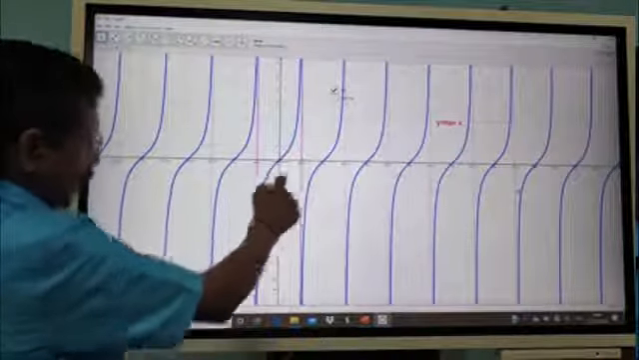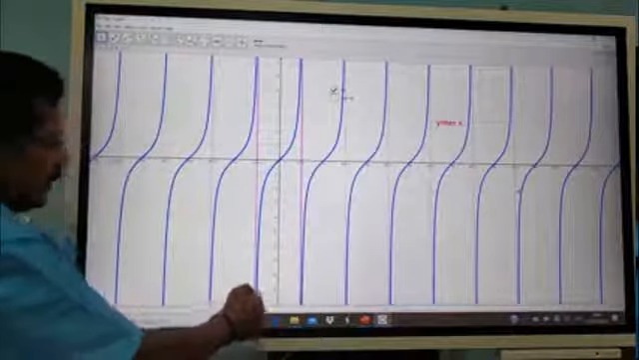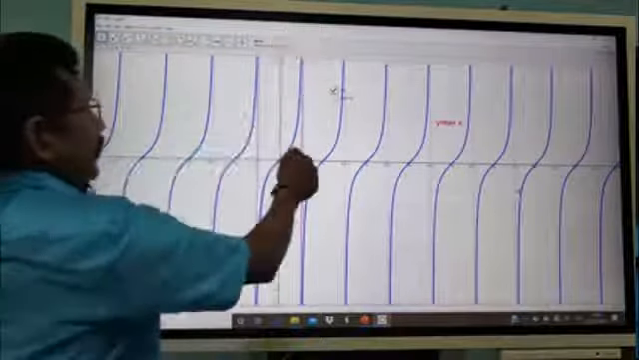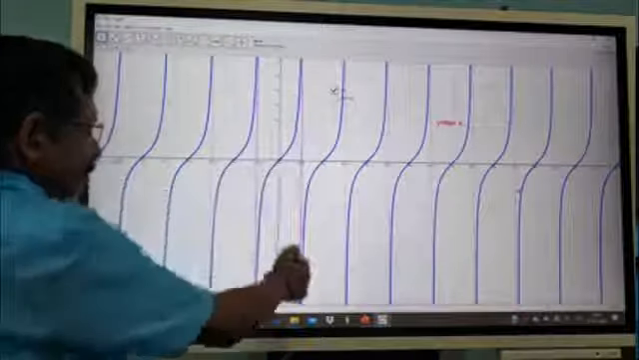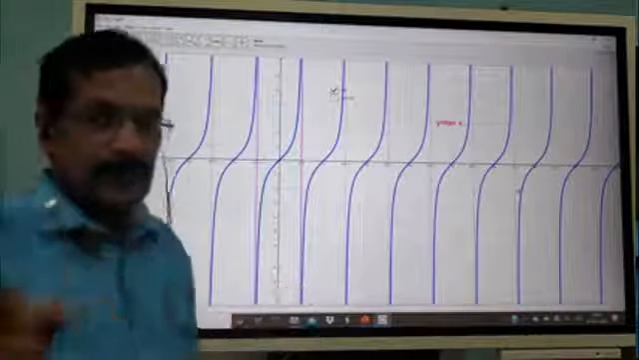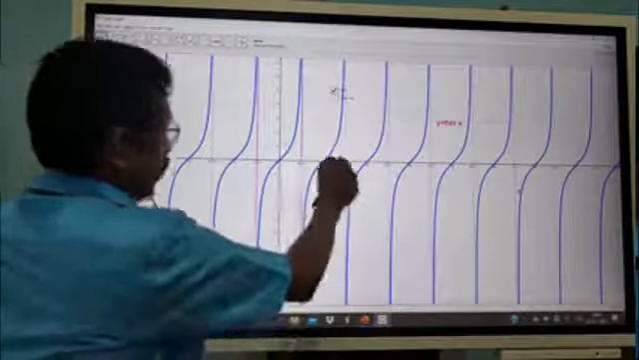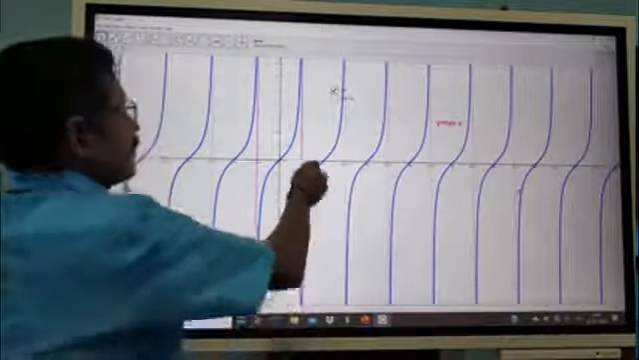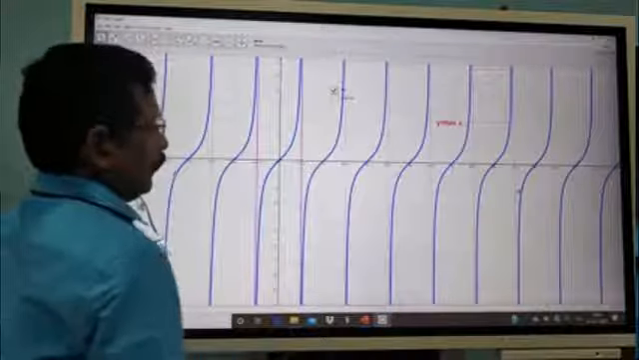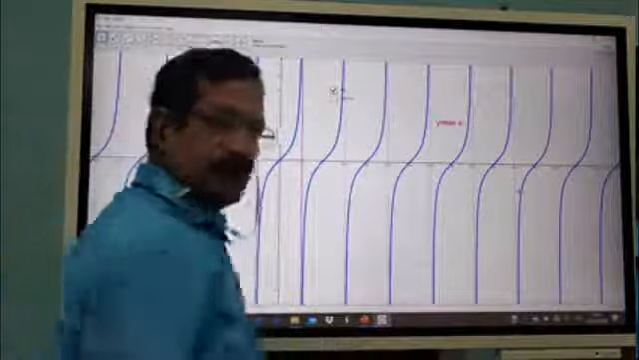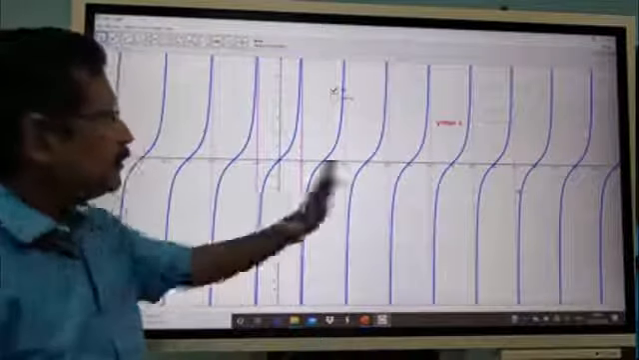From minus pi by 2 to pi by 2, the tangent function takes values from minus infinity to plus infinity. At pi by 2, it is not touching. At pi by 2, the tangent function is not defined. Now, pi by 2 to 3 pi by 2, again in this branch, it is from minus infinity to plus infinity. 3 pi by 2, 5 pi by 2, again it is from minus infinity to plus infinity, etc. It is going this way.